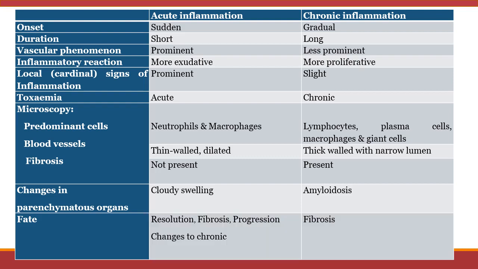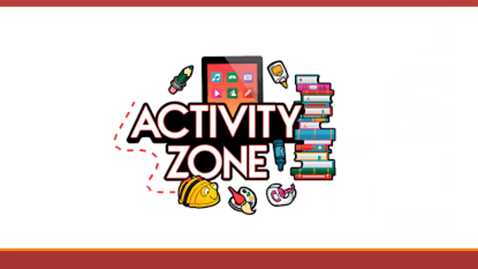So this is the complete comparison between acute and chronic inflammation. It's a very important cornerstone in the topic. So you need to take some time and try to absorb this comparison and understand the concepts behind those differences. So next we will go to our activity zone before we end the lecture.